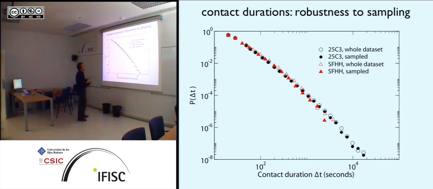But if you try and make the exercise, you take a data set with very high sampling and you decimate the data and recompute the contact duration distributions, you see that the distribution is pretty much robust, which is again good news. It means that if you can only sample 30 to 40% of the population, you will still get the right distribution that you would measure for the entire population. Okay? So these are all very good news for modelers.